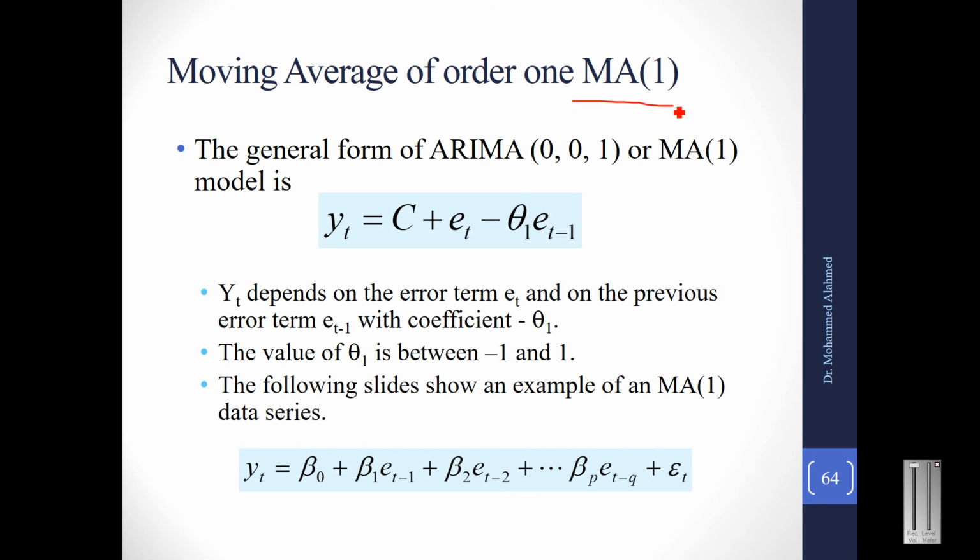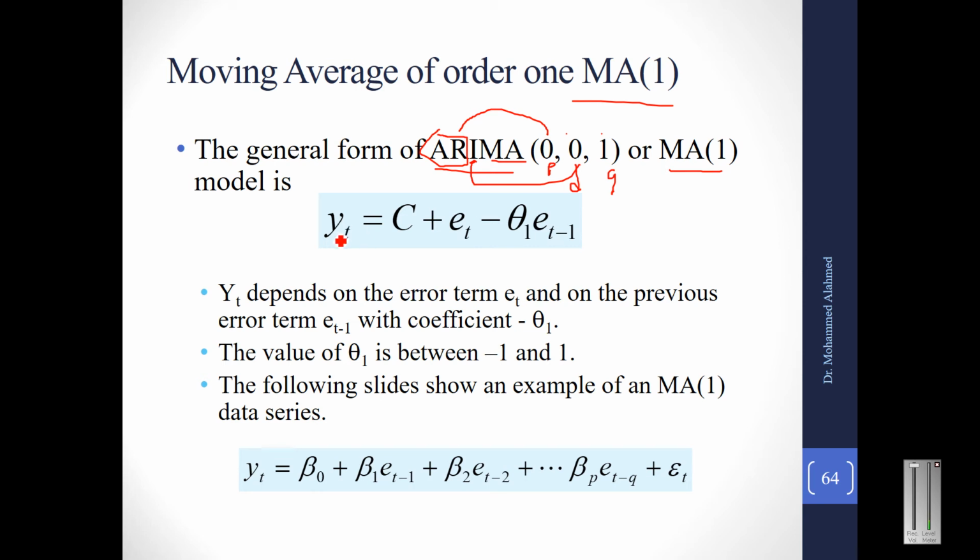So when we say MA1, in terms of ARIMA representation it becomes 0, 0, 1, because the first term represents P, which is the AR. The second term signifies the differencing, and the third is the MA term. So this is P, D, and Q. Since both of these are absent, we basically come to the MA model.